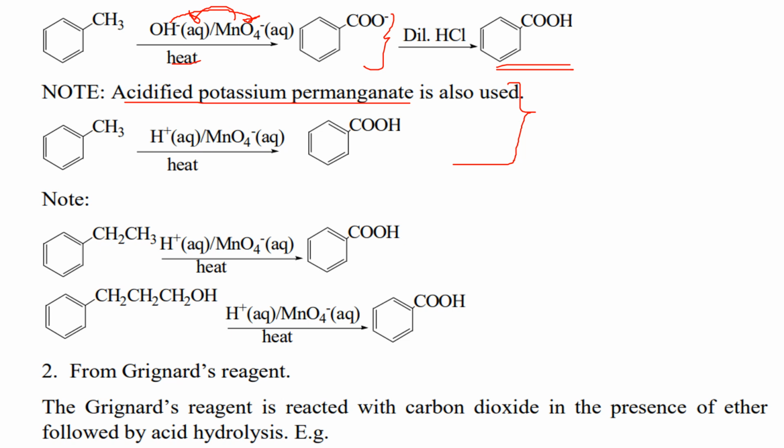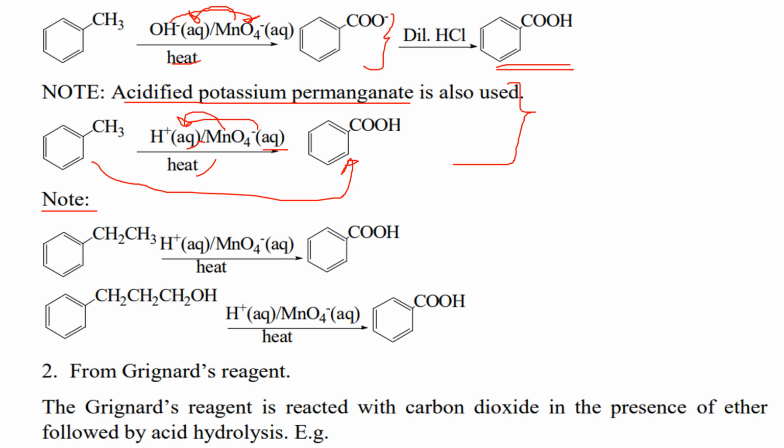So the arrangement is this, but I told you proton comes last, and permanganate (manganate 7) comes first. Then you make sure that they're all in aqueous state, and then you heat. So it will take you from methylbenzene or toluene straight away to benzoic acid. Now note the following.